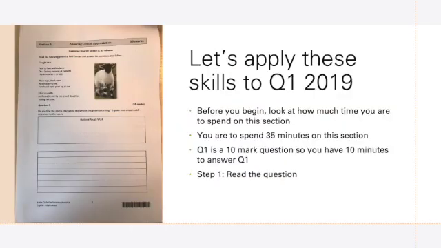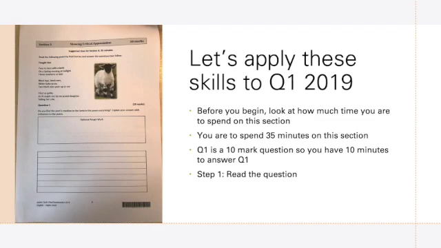Okay, so moving on to question 1, 2019, we're going to apply these skills. So before you begin, look at how much time you should spend on this section. It says on the paper that you are to spend 35 minutes in section A, but that doesn't mean that you spend 35 minutes on the first question. As we discussed before, it's kind of a minute per mark. So question 1 is a 10-mark question. So you have about 10 minutes to answer question 1, okay? About 10 to 15 minutes if you're a slow writer.